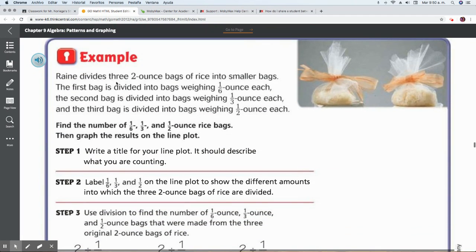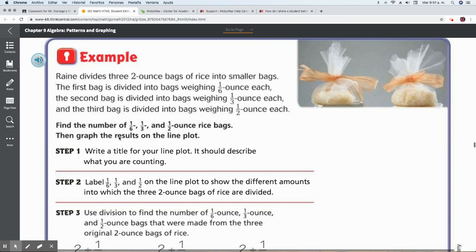Rain divides 3 2-ounce bags of rice into smaller bags. The first bag is divided into bags weighing 1/6 ounce each. The second bag is divided into bags weighing 1/3 ounce each. And the third bag is divided into bags weighing 1/2 ounce each. Find the number of 1/6, 1/3, and 1/2 ounce rice bags. Then graph the results on the line plot.